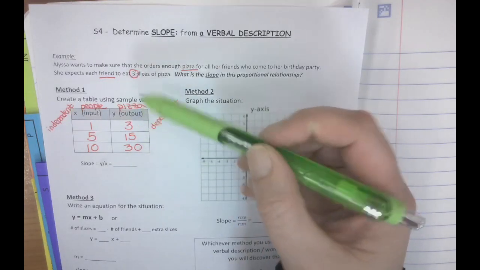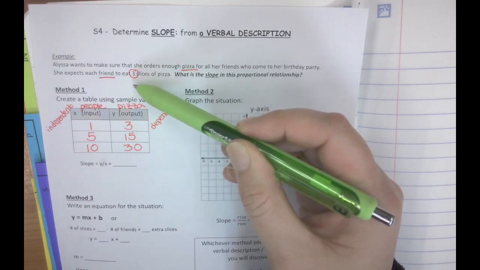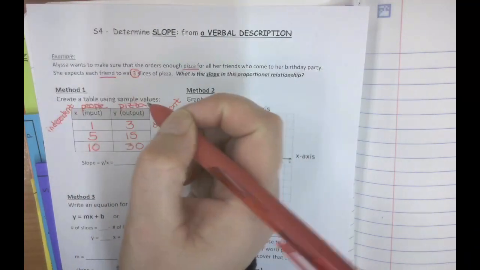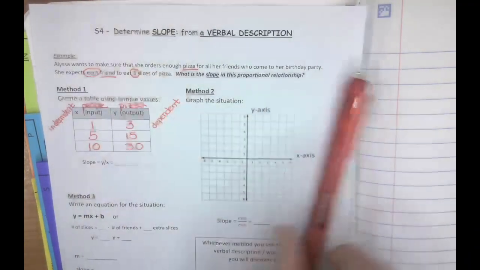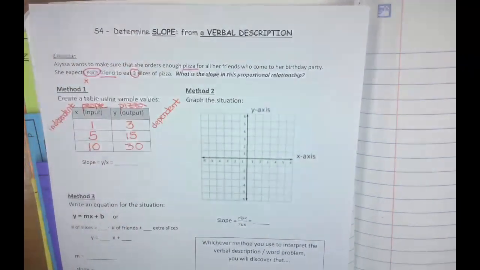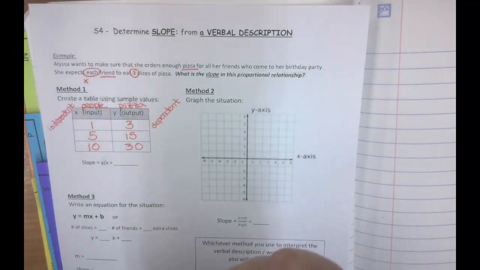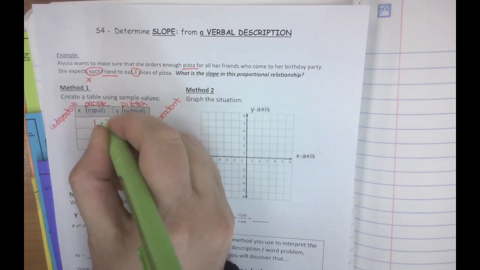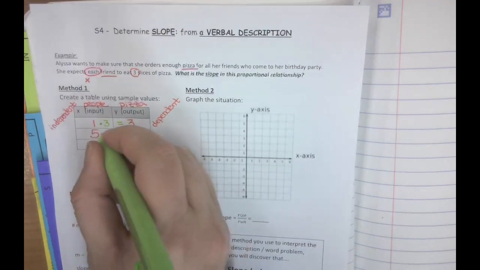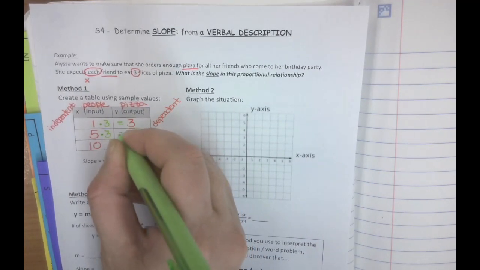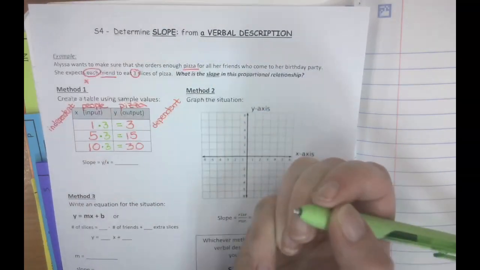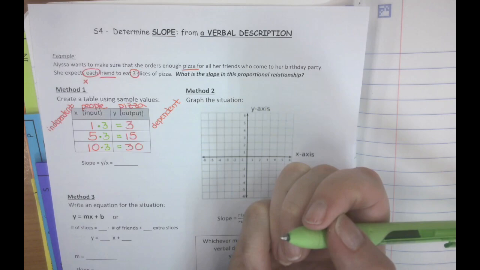A lot of you were probably able to come up with these numbers in your head, but what is happening here is because she needs to have 3 slices for each friend, the word each is telling you an operation, and that operation is multiplication. So 1 person times 3 slices of pizza gives you 3 slices of pizza. 5 people times 3 slices of pizza gives you 15 slices. 10 people times 3 slices gives you 30 slices.